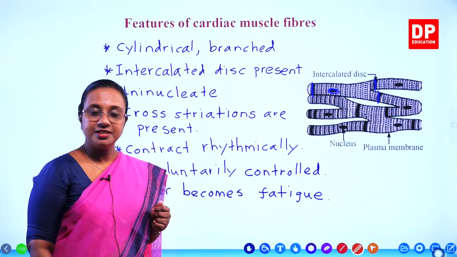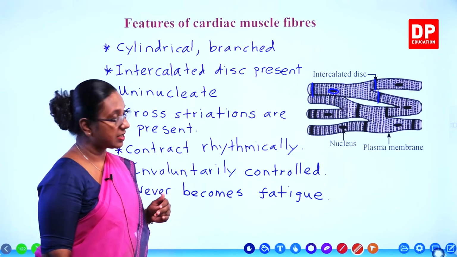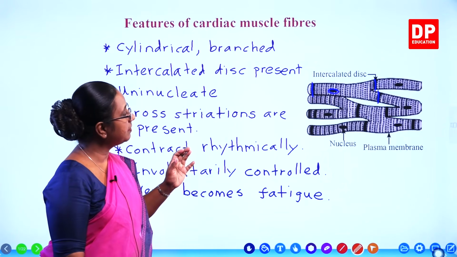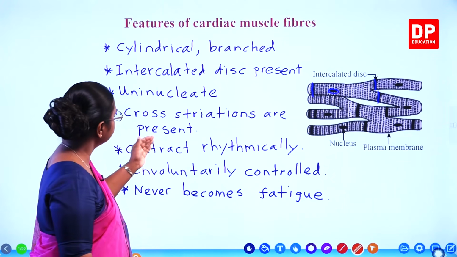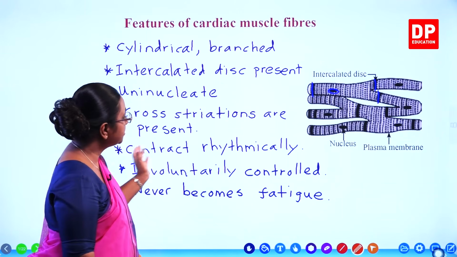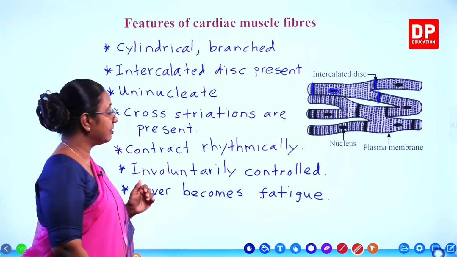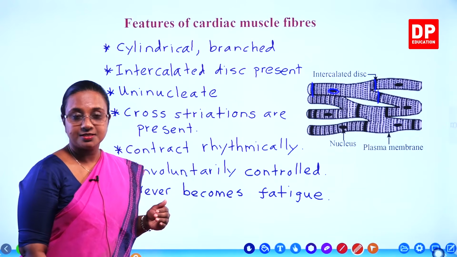So students, these are the features of cardiac muscle fibers. So here you can see, although they are fibers, they are divided into cells, and these are the structural features. And the last three, contract rhythmically, involuntary control, and never become fatigued, are functional features.